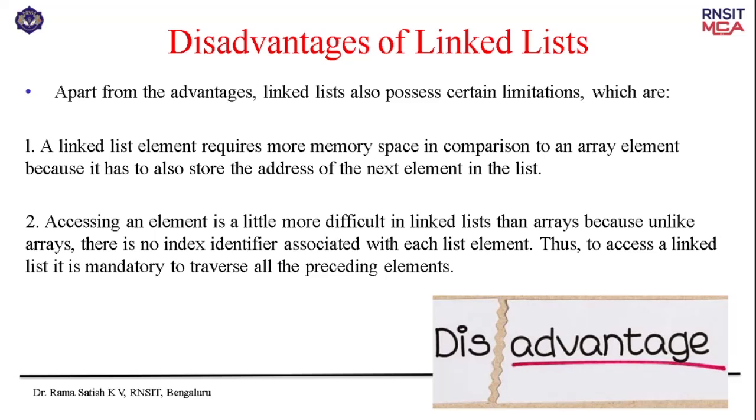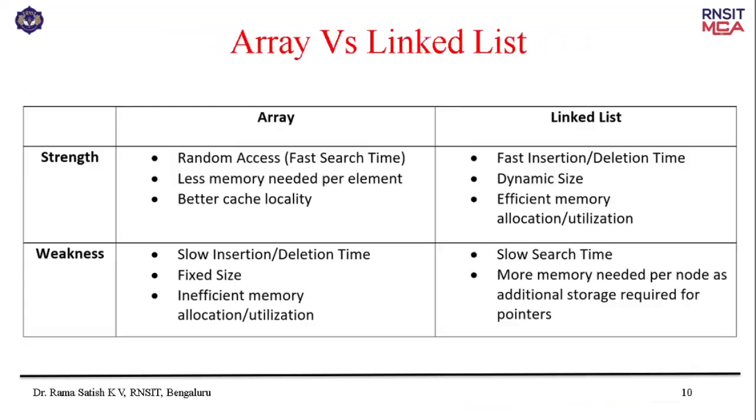The second thing is, in arrays you can directly access any element, but if you want to access the fifth or sixth element in a linked list, you have to start from the first node and go to the next node, next node, next node until you reach the fifth node. Direct access is not there in a linked list. That is the second disadvantage.